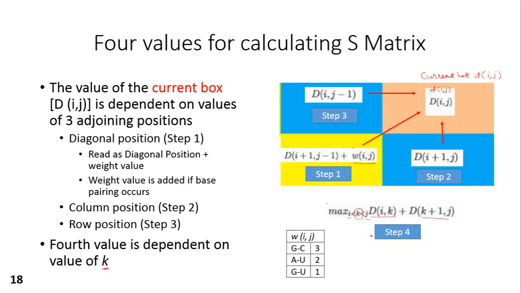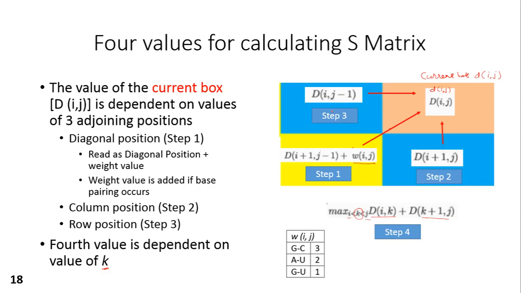It will clear out when we compute your S matrix. So I'm just telling you how you should read this particular expression in your formal description of the Nussinov-Jacobson algorithm. Okay, so let us now see how we calculate step 4.